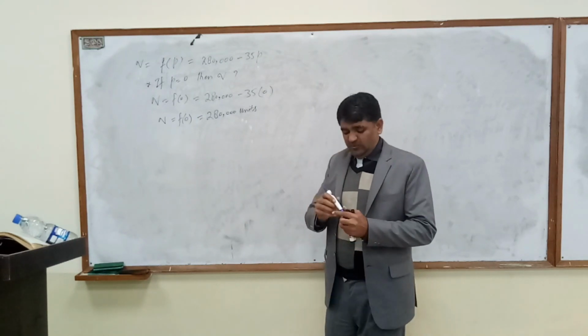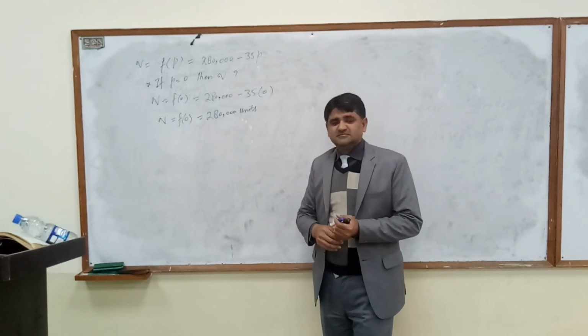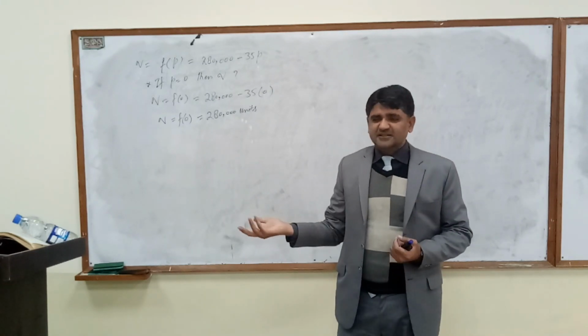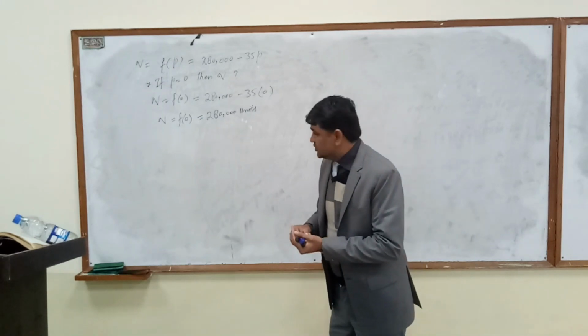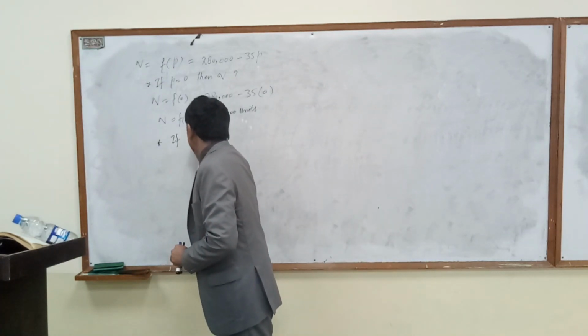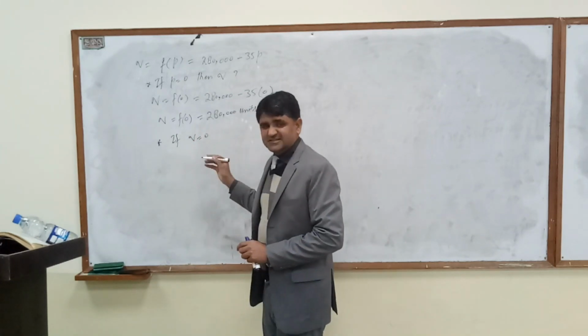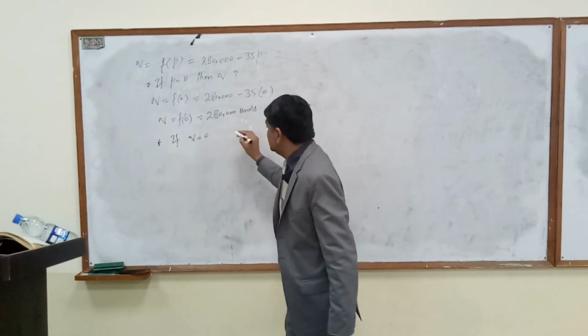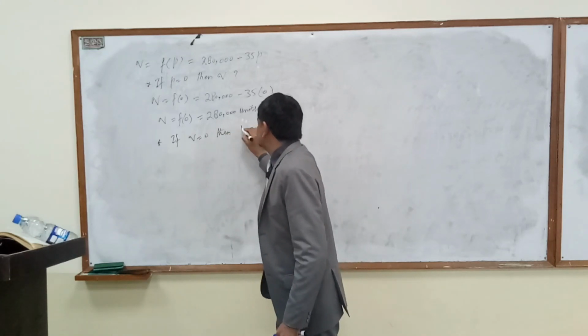As you know, what can be the minimum demand? Minimum demand of anything can be 0. So if Q is equal to 0, that is the minimum demand, the minimum output in this function, then we can find the price.